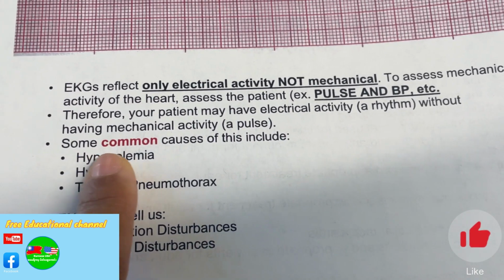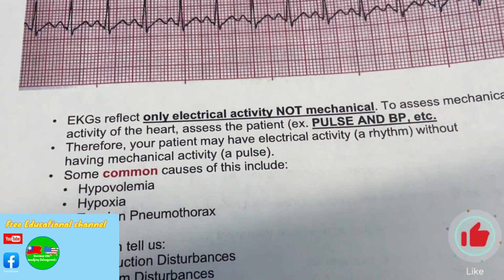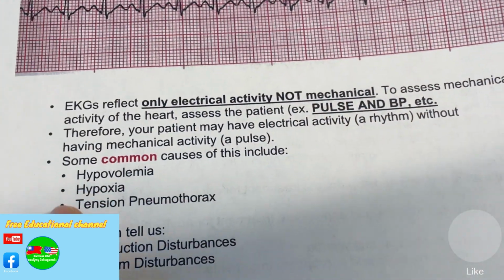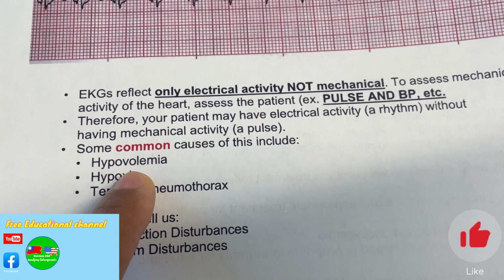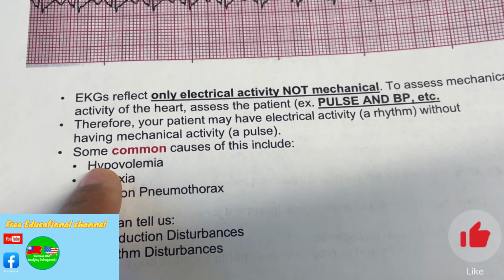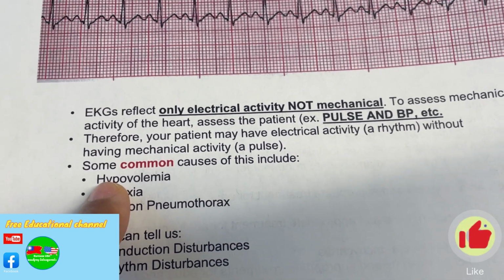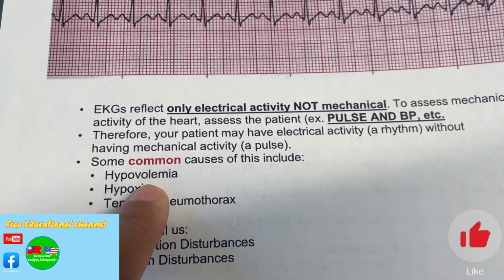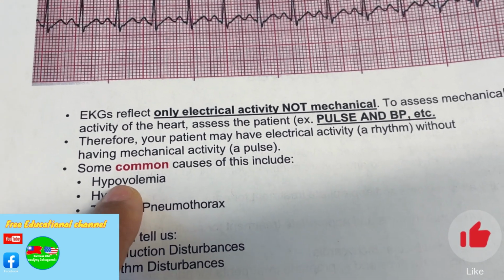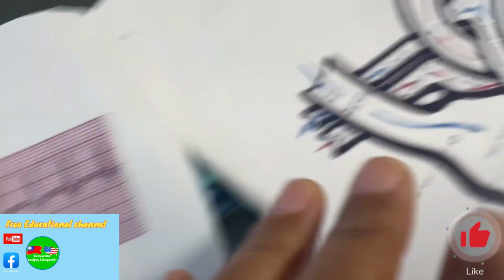Okay, some common causes of those arrhythmias, like something off on your heart rhythm on the ECG strips, can be because of the hypovolemia. That means the volume is low. We have 5 liters of blood in our body for the normal adult, and if we have less than that, the heart can't pump because there's no blood or less blood.